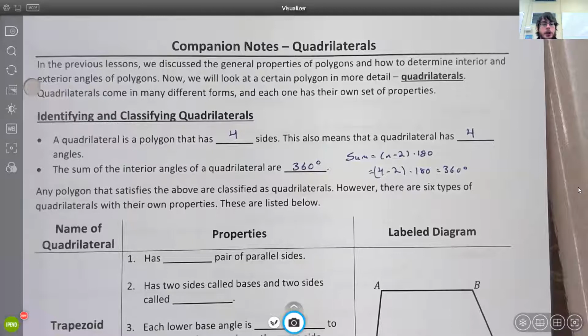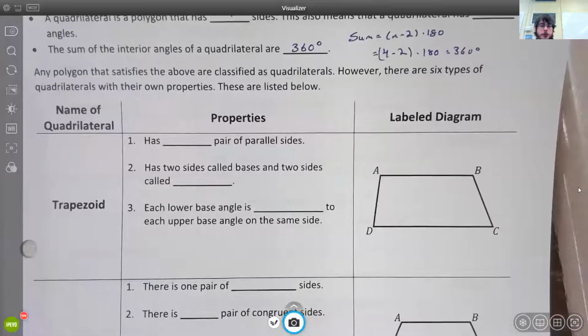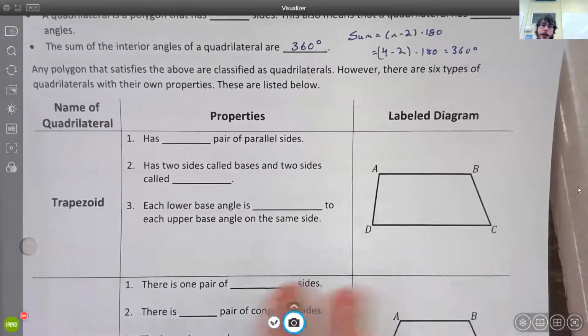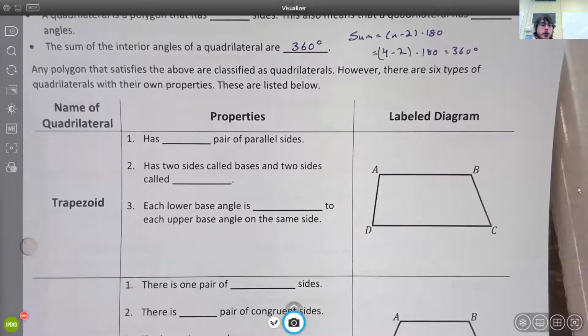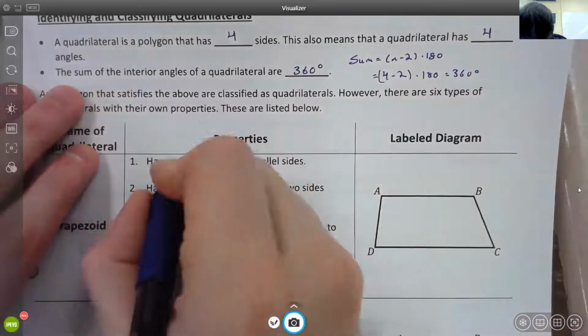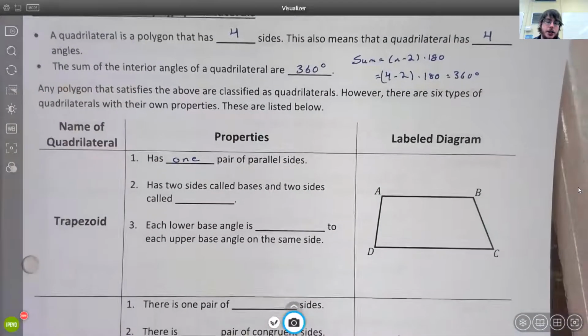But the ones we're going to focus on are the trapezoids, parallelogram, rectangle, square, and rhombus. So what we're going to do is we're going to fill out this chart of properties for each shape. And when we fill out this chart, we're going to be labeling our diagram as we go along. Okay, so the first shape is a trapezoid, and the first property that it has is that it has 1 pair of sides. It has 1 single pair of parallel sides.